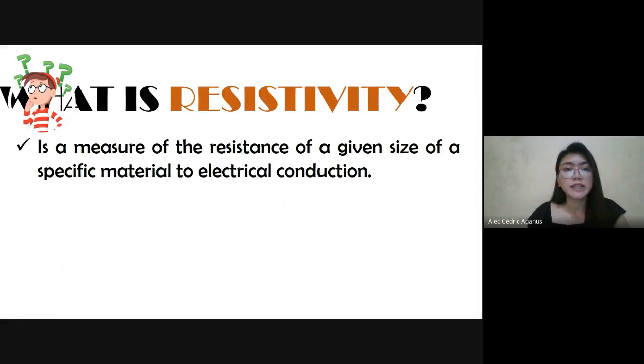Now, there are two words that you might be confused with. First is resistance and second is resistivity. What is the difference between the two? As I've said, resistance is the opposition to current flow, while resistivity is a measure of the resistance of a given size of a specific material to electric conduction.